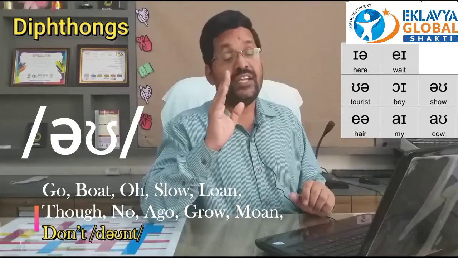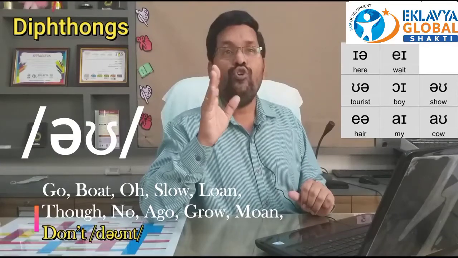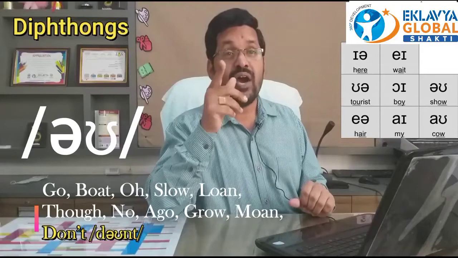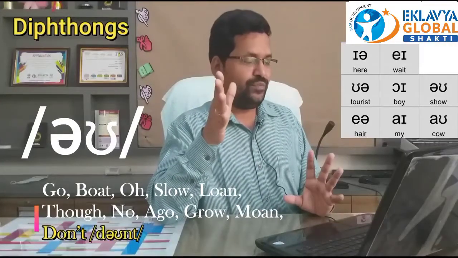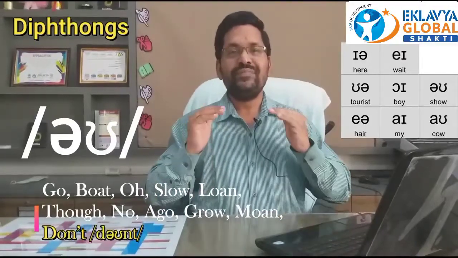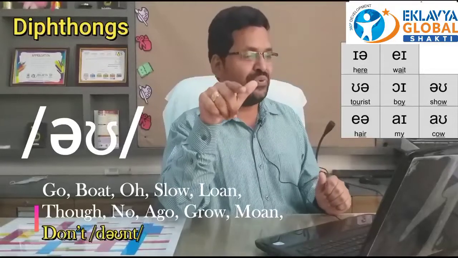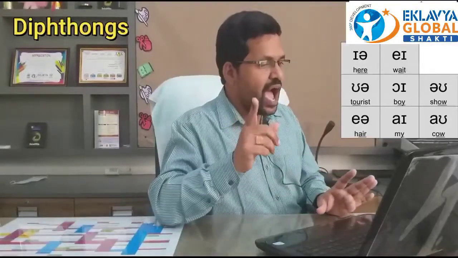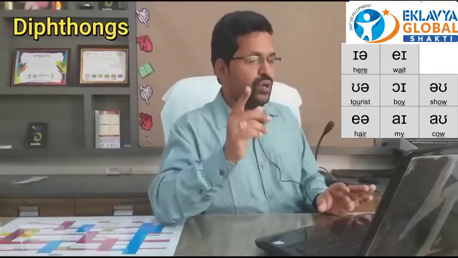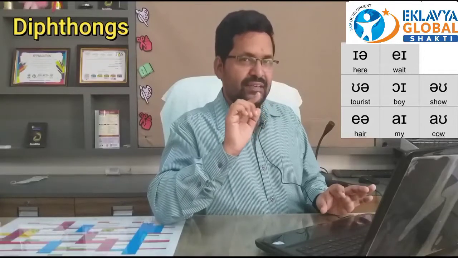Grown, I don't know. I don't know. The sound starts with A and ends with O. That's it. So we have seen I, we have seen A, we have seen O, and we have also seen L.